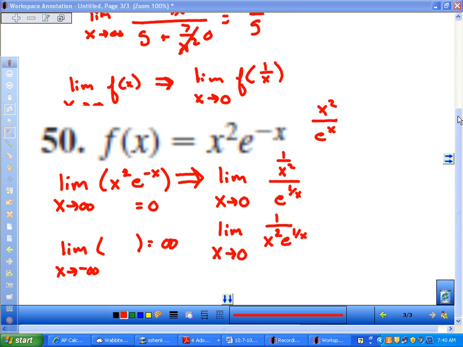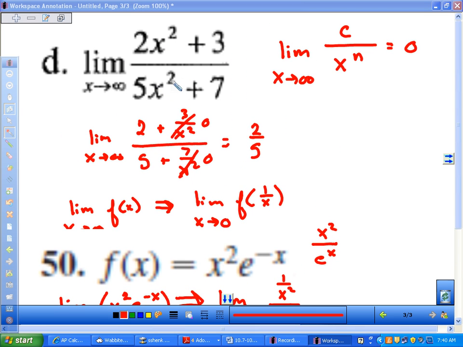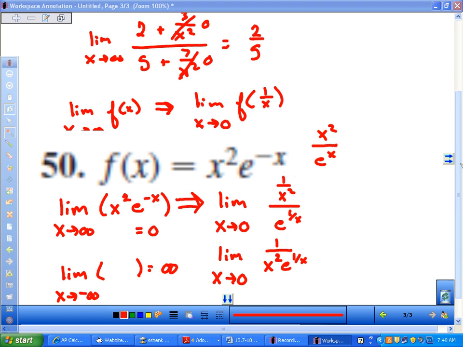Again, if we can use the quick trick up here with the rational functions, it's a lot easier. If not, we can look graphically as x goes to 0 of our function evaluated at 1 over x.